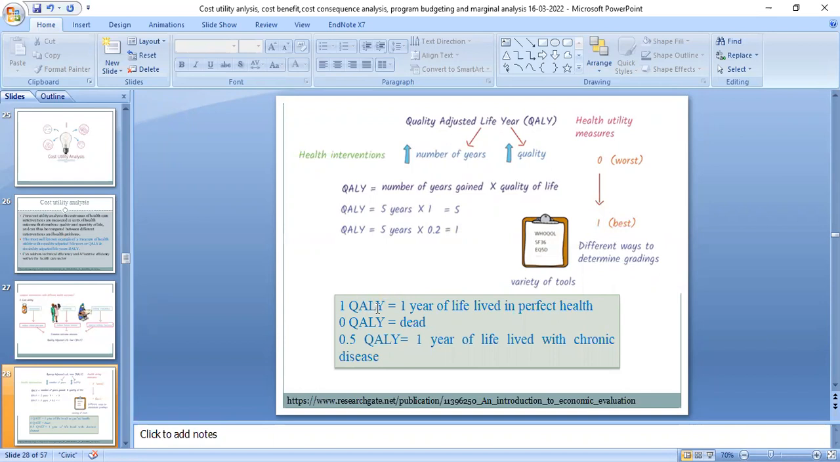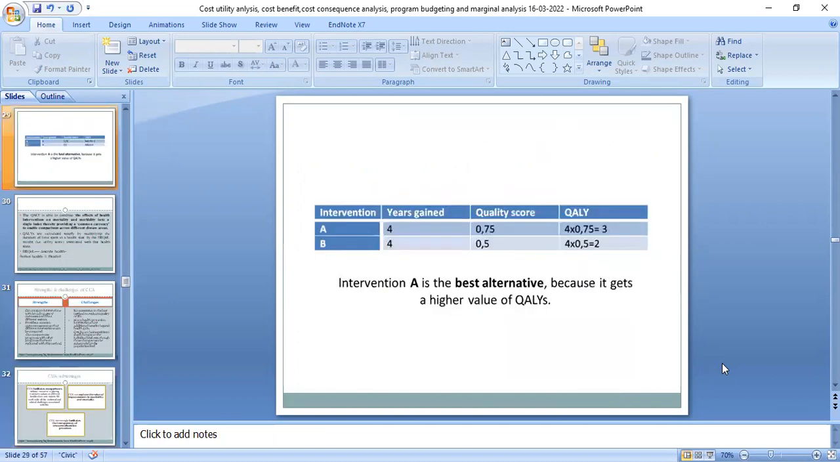If quality is 1, then it is 1 year of life lived in perfect health. If quality is 0, then it is assumed that the person is dead. And if quality is between 0 and 1, say 0.5, then it can be 1 year of life lived with chronic disease. This is an example of the QALY.